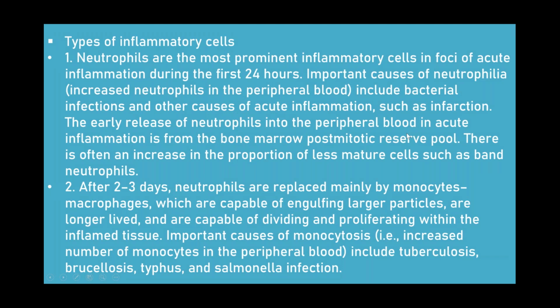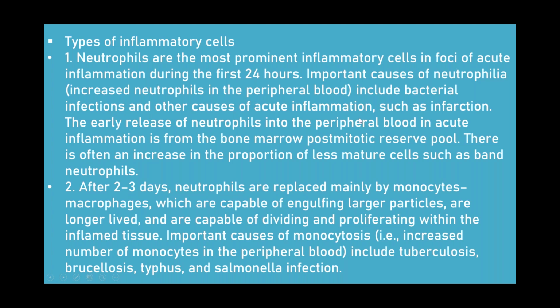What are the types of inflammatory cells? First are the neutrophils, the most prominent inflammatory cells in foci of acute inflammation during the first 24 hours. It is very important to know the role of every inflammatory cell, because it may come in the exam as a question: what is the neutrophil, and it appears in the first 24 hours. The important causes of neutrophilia, increased neutrophils in the peripheral blood, include bacterial infection and other causes of acute inflammation.